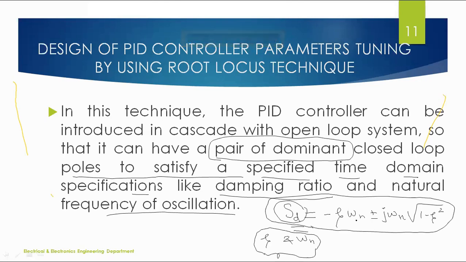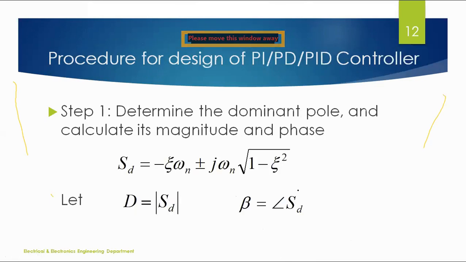So now I'm going to use this equation: SD equal to minus theta omega n plus or minus j omega n root of 1 minus theta square. Theta is nothing but the damping ratio, and omega n is nothing but the natural frequency, which we express in radian per second. This formula I'm going to use in the procedure for design of PI, PD and PID controller, to calculate magnitude and phase.